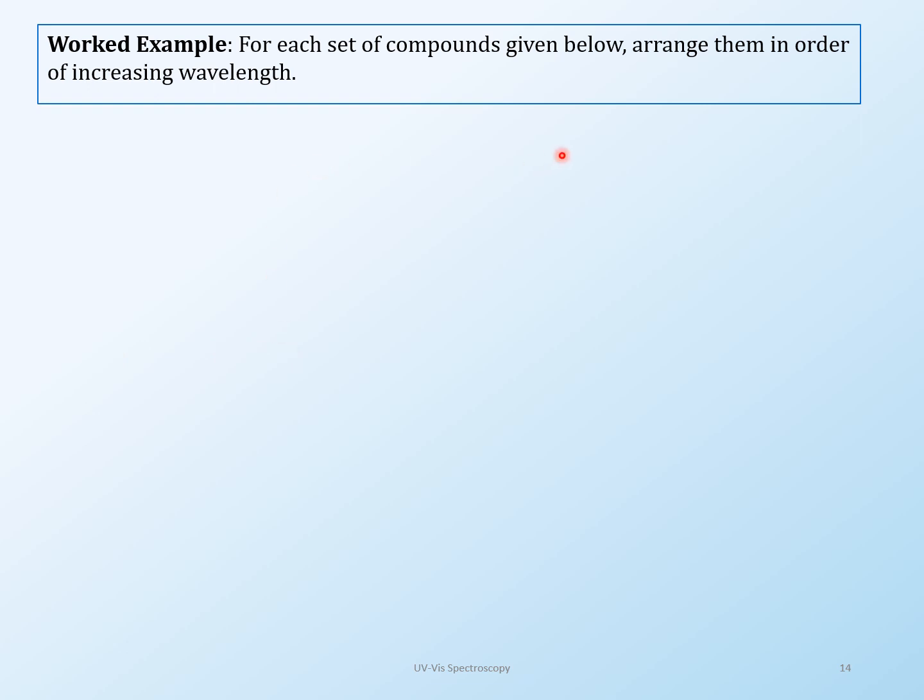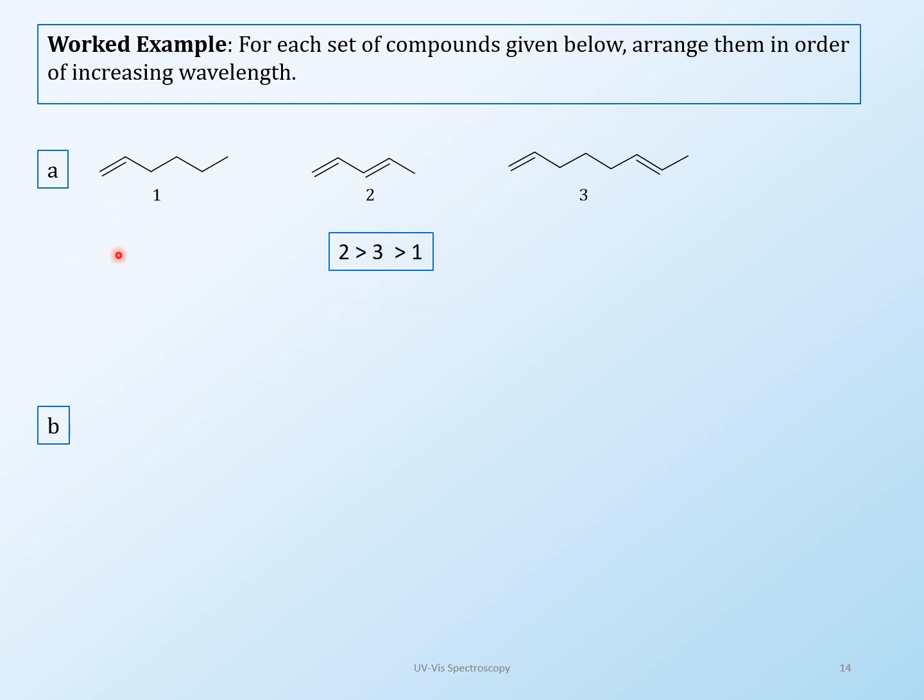Now for each set of these compounds, we have a worked example. Let's look at that. Increasing wavelength. You need to know what kind of questions I'll be asking you. I have two problems here. One, arrange them in order of increasing wavelength. Increasing wavelength means the higher nanometers, and higher nanometers means something that is lower in energy. How does this work? You look at conjugation. Number 2, I can see, is conjugated, so it is going to have the lowest energy. This is a single double bond, so this is going to have the highest energy. That's how it should be.